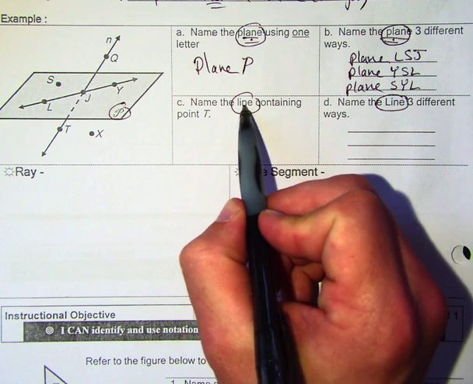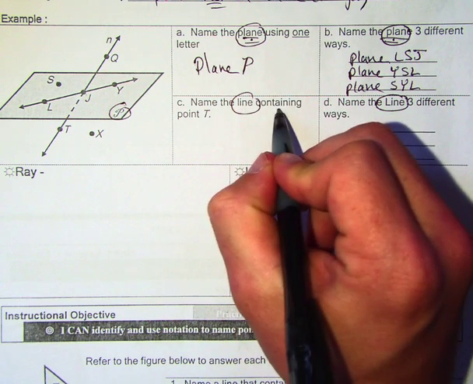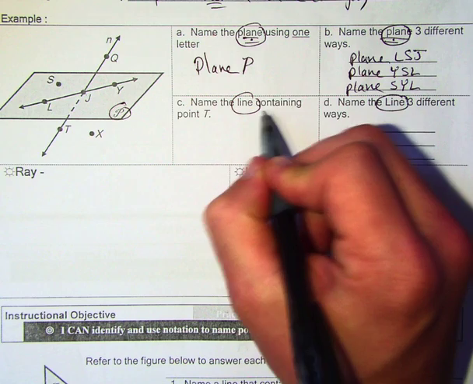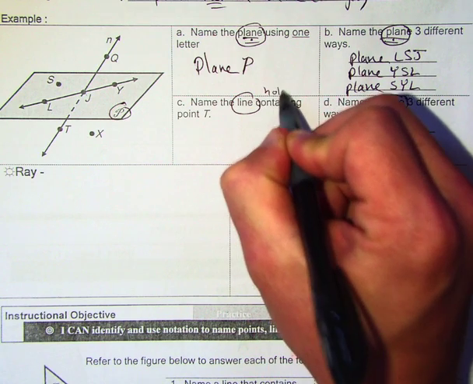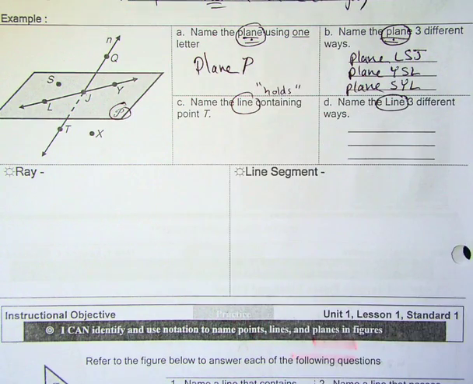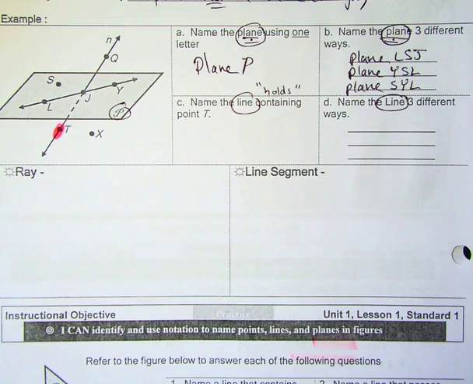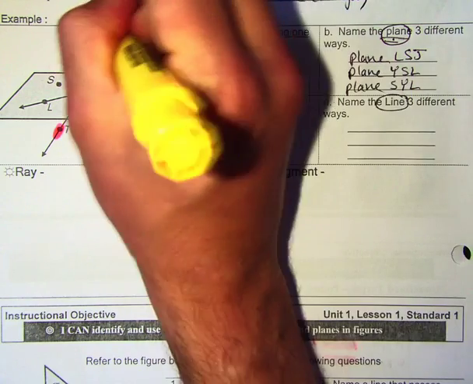Now I want to name this line containing point T. Now let's hold on. What does containing mean? Think of a container, and a container holds something. So let's think of holds. Let's name a line that holds point T. Well, point T is right here. So where is a line that holds it? Well, here's the line.